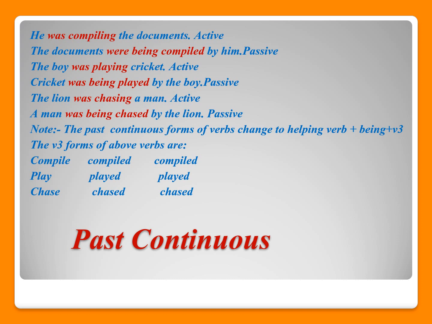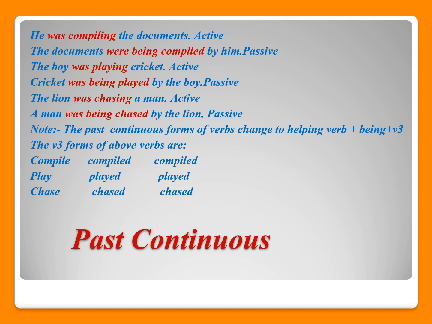The boy was playing cricket. Cricket was being played by the boy. The lion was chasing a man. A man was being chased by the lion. We need to note the past continuous forms of verbs change to helping verb plus being plus verb 3 form.